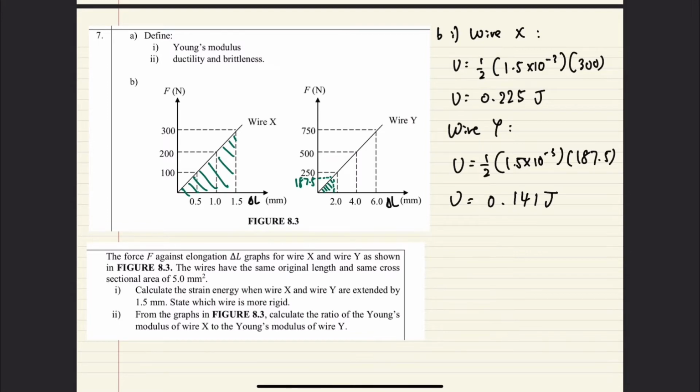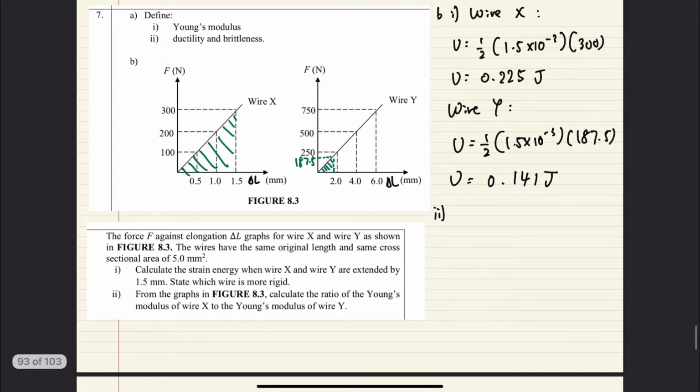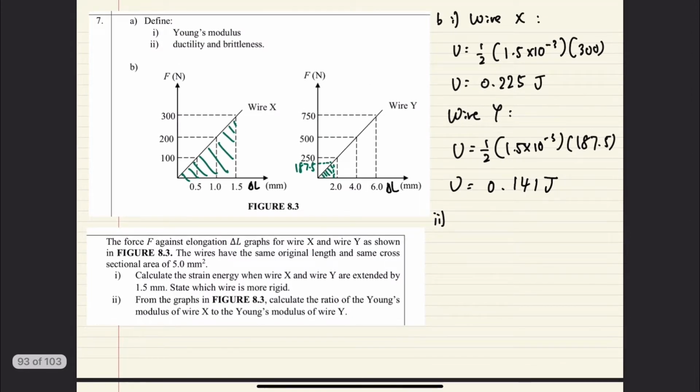Question 2. From the graph, calculate the ratio of Young modulus of wire X to the Young modulus of wire Y. So they want you to find, again, normally if they ask you to write down the ratio, you start straight away from the ratio itself. So Young modulus for X to the Young modulus of Y. So the latter one will be the bottom of the fraction.